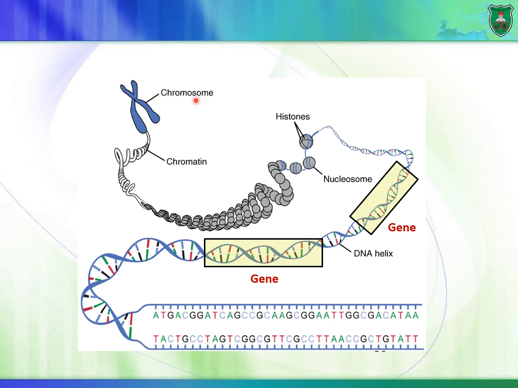Now, zome, by the way, means object or body. Chromo means color. The reason they gave it this name is that when they first identified it, they colored this molecule. So they said, this is the colored body, the colored object. So they called it chromosome. Now, chromatin is really part of the chromosome, part DNA, part protein.